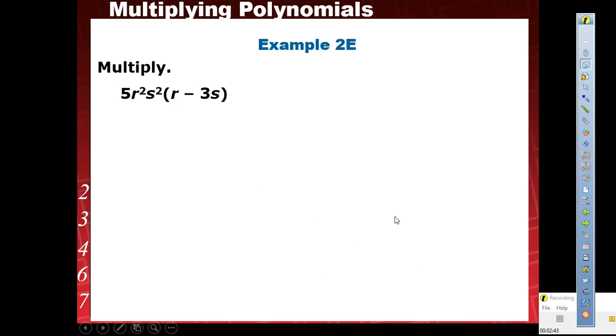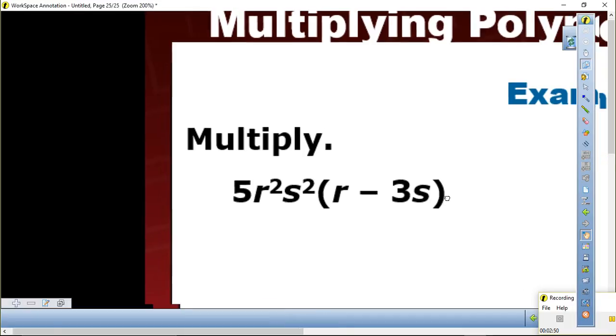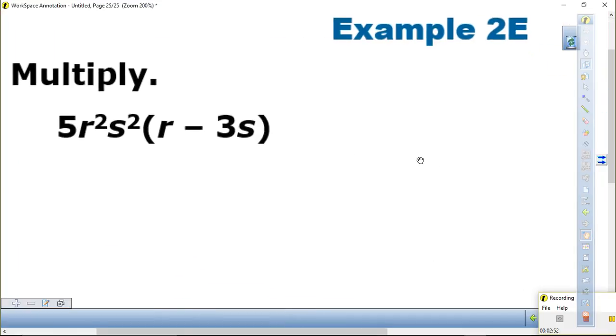Copy this one. Example 2E. Let me zoom in. See if you can do this one by yourself. You should be able to. Example 2E says multiply 5r squared s squared, parentheses, r minus 3s, close parentheses. Copy that and do that one by yourself. Go. That's an S. Okay, what did you get for this one, Tanya?